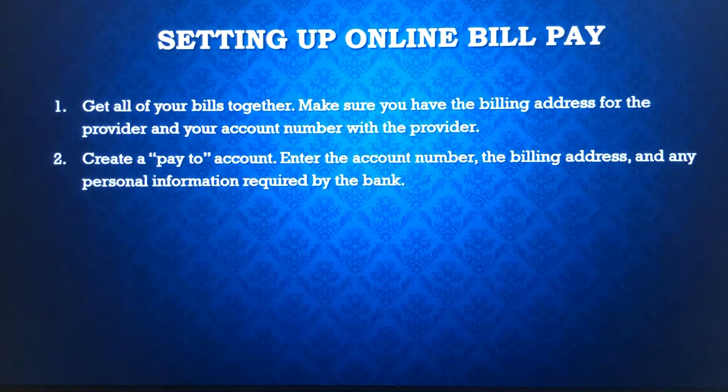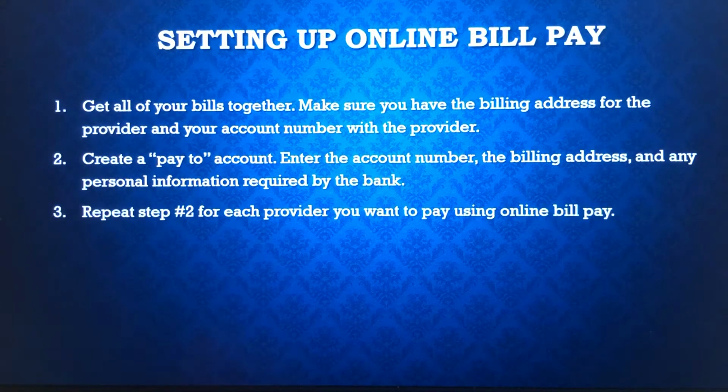You're going to need to create a pay to account for each provider you're going to pay using online bill pay. You're going to enter the account number for that provider. You're going to enter the billing address, where you would send their checks if you were writing out checks and sending them in the mail, and any other personal information that's required by the bank or by the provider. You're going to repeat step number 2 for each provider you want to pay using online bill pay. So the first time you set up these online bill payments, it's going to take a little while because you have to go through the steps for each provider to set up the pay to account.